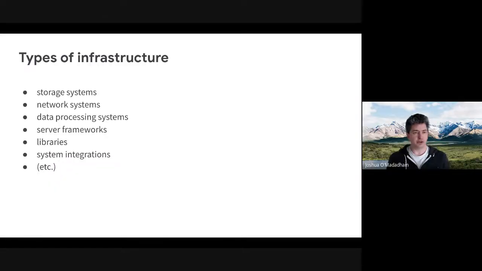Types of infrastructure include storage, networking, data processing, server frameworks, libraries, system integrations, and so forth. While each type of infrastructure has a somewhat different set of privacy concerns, there are definitely common threads, which we'll be coming back to.